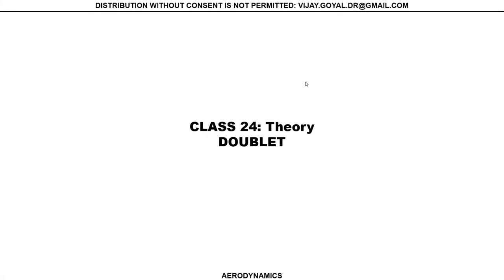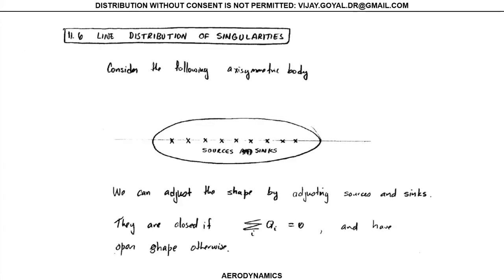So let's see how we apply the potential flow theory to doublets. Before we move on, I just want to summarize a few things. In the case that I can have a line with a bunch of singularities, these are singularities. Consider an axisymmetric body. Remember, an axisymmetric body is one that I can rotate about this axis. It's a two-dimensional problem, but really a three-dimensional one.